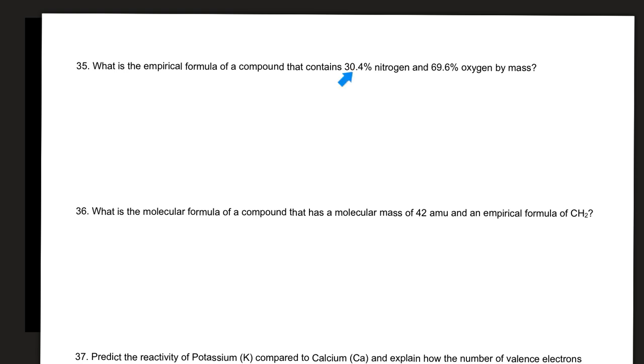And so I've already done that. And so 30 plus 69 is 99.6, and 0.4 is the 1%, which is the 100. So if we add them, it is 100. So if we're able to do that, the one thing that we can do is change the percent sign to grams. And so I'm going to go ahead and do that now.